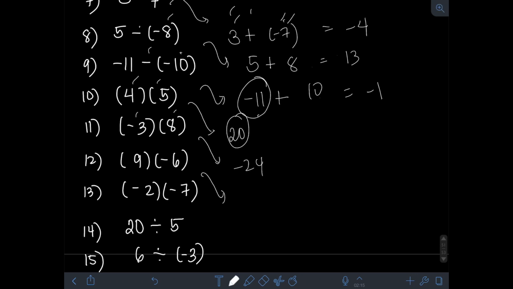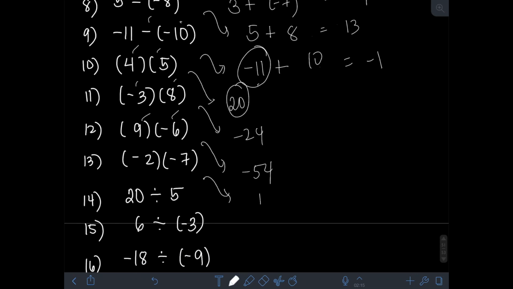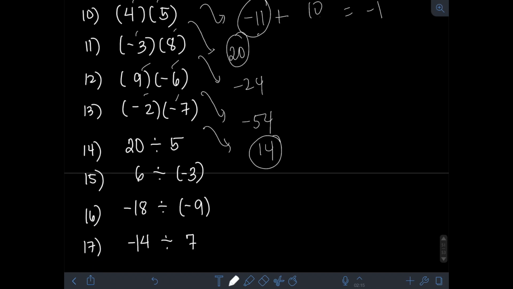Okay? Next, 9 times negative 6. So, multiply muna natin. 9 times 6 is 54. So, again, magkaiba ulit sila ng sign. So, therefore, ang final answer dapat is negative. Okay? Next, negative 2 times negative 7. So, ano yung 2 times 7? 14. So, since pareho silang negative, like signs, dapat yung final answer is positive. So, therefore, the final answer is positive 14.